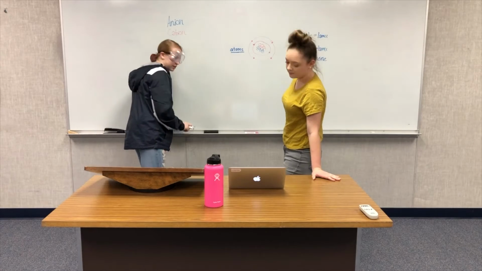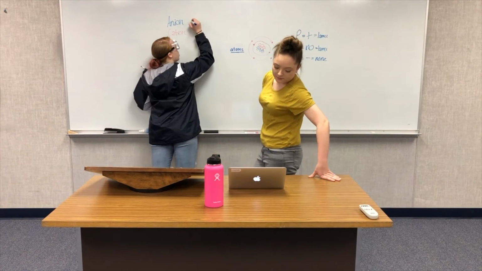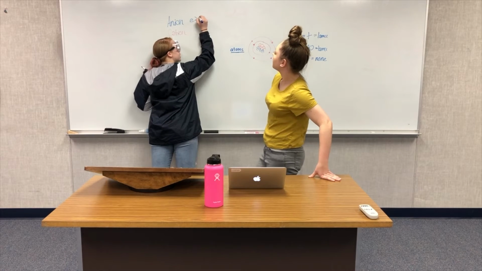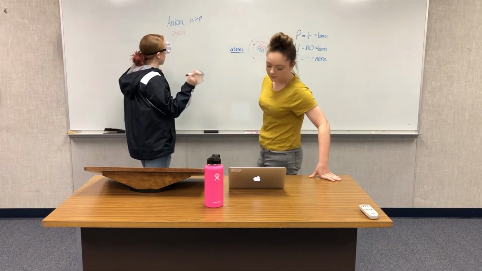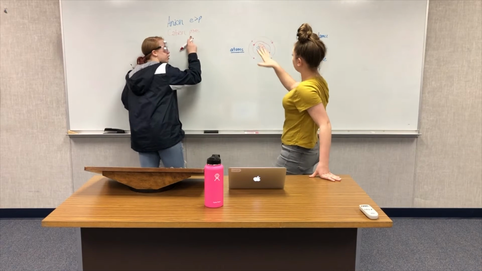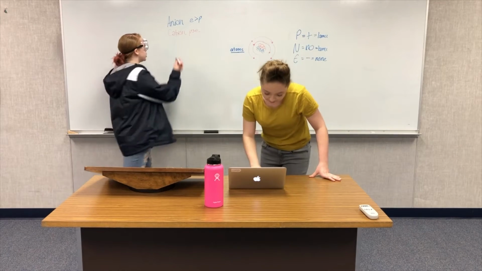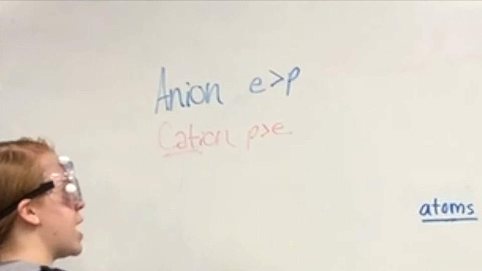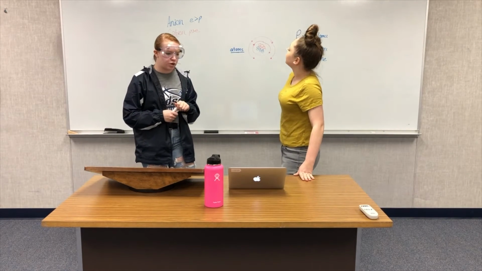So anions, they have a negative charge, which means that there are more electrons than protons. Electrons greater than protons. Cations are going to be your opposite. They have more protons than electrons, because protons are a positive charge. Protons greater than electrons. And if you're a cat person, you can remember, cats give you a positive vibe. Ions are created when electrons are either added or removed to form a full valence shell.